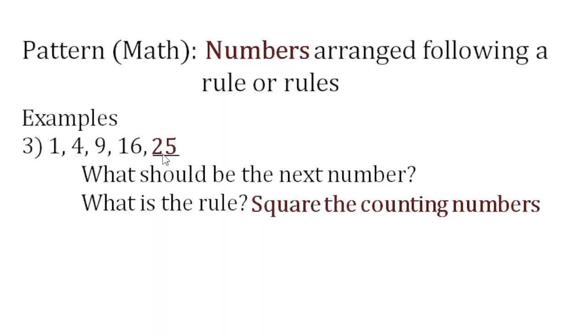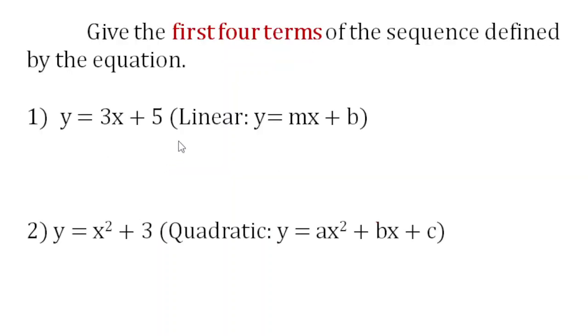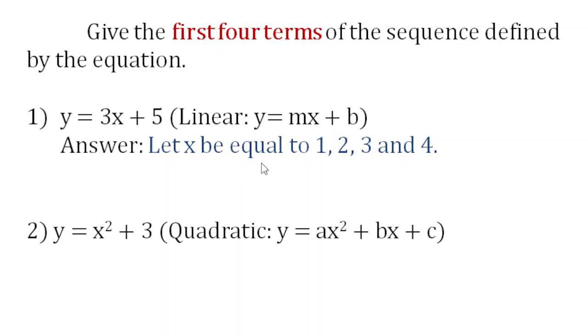Now suppose we are asked to find the first 4 terms of the sequence defined by the equation. How do we do that? For example, number 1 equation, y equals 3x plus 5. What are the first 4 terms? So we just let x be equal to 1, 2, 3, and 4.